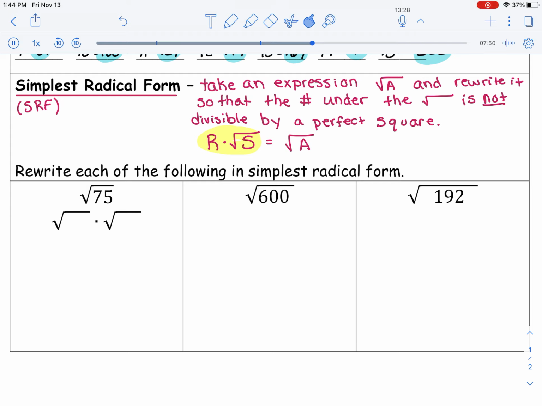Look at this first example, the square root of 75. I want to think about all of my perfect square numbers. I'm going to ask myself, what is a perfect square that I can multiply by another number and get 75? 4, no. 9, no. 16, no. 25, yes. So that's the square root of 25 times the square root of 3.